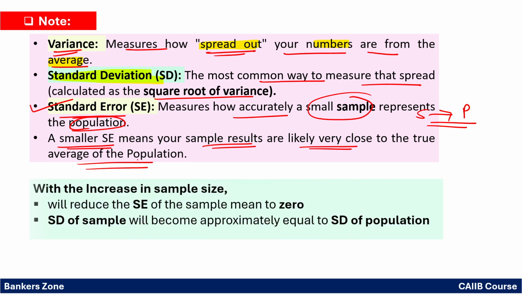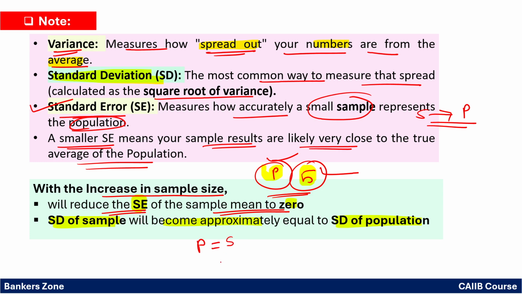Now one thing you note here, if you increase the sample size, what will happen? See, this is the population and you have taken a sample which is equal to the population. So obviously whatever calculation you do on the sample will be similar to the population, right? So standard error will be 0 when you increase the sample size equal to the population size. If your population and sample both are equal, obviously your error will be 0, right? So the standard deviation of the sample will become approximately equal to the standard deviation of the population, provided that the population size equals the sample size, means small n is equal to capital N. In that case, the standard deviation of both will be equal for population and sample.